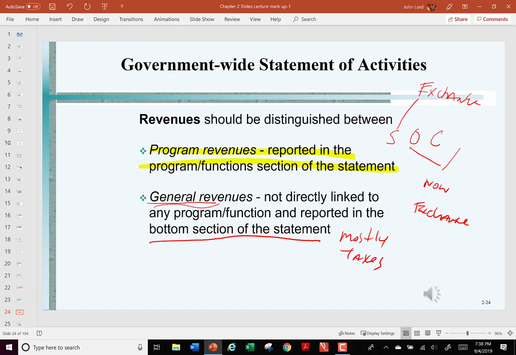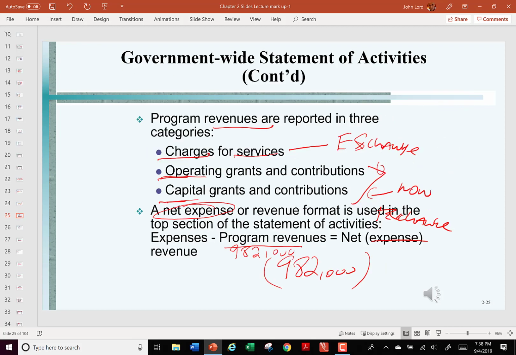We had what? General revenues, which we saw were on the bottom of that upside down income statement. It was mostly taxes, right? Okay. Again, charge for service, operating grant, capital grant. That's our mnemonic SOC. Charge for service is exchange. Operating grants and capital grants are what? Non-exchange, and we didn't get very far.